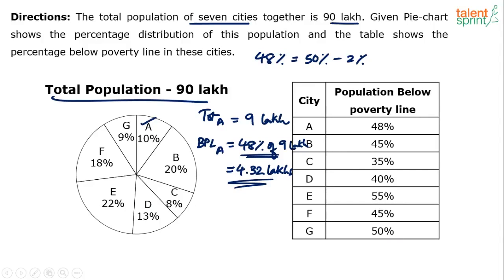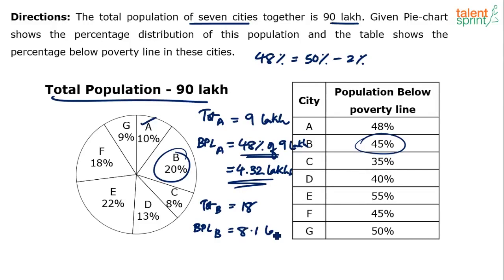Similarly, let's say I have to do it for city B. City B is 20%. 20% of 90 lakhs is 18 lakhs. So the total of B is 18 lakhs. For the below poverty line of B, the percentage is 45%. 45% of 18 lakhs. How do you calculate 45%? 45% is 50% minus 5%. 50% is 9 lakhs. If 50% is 9 lakhs, 5% will be 90,000. So 9 lakhs minus 90,000 is 8.1 lakhs. Very easy to calculate. It's all about doing those quick calculations, right?